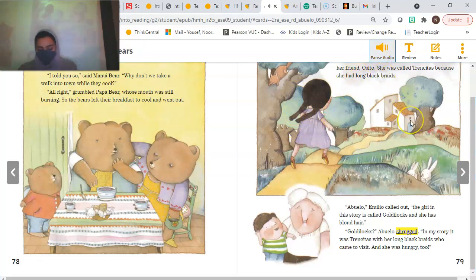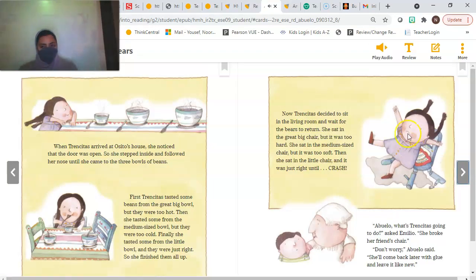It's Abuelo, Emilio called out. The girl in this story is called Goldilocks, and she has blonde hair. Goldilocks? Abuelo shrugged. In my story, it was Trenzitas, with her long black braids, who came to visit. And she was hungry, too. Uh-oh. What do you guys think she's going to do? She's going to eat the frijoles.